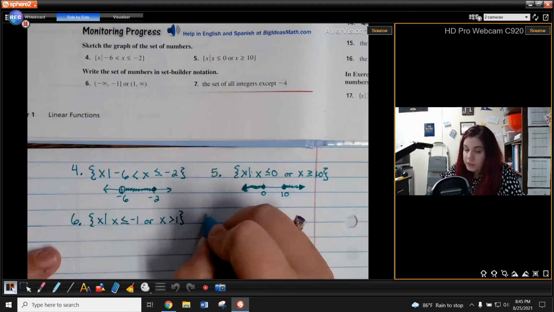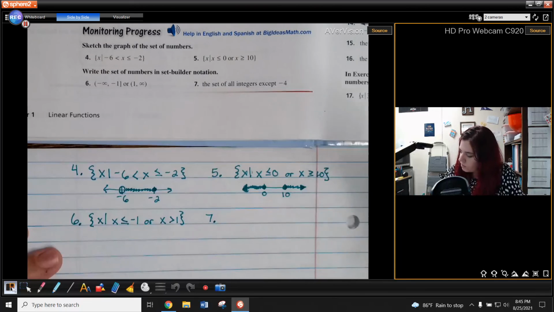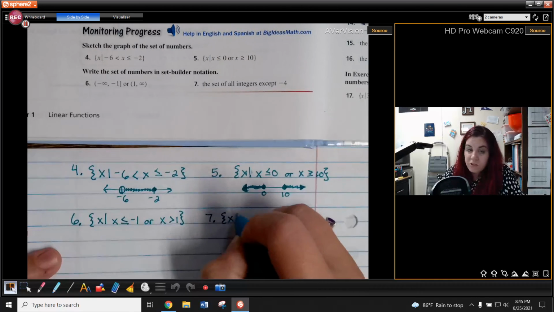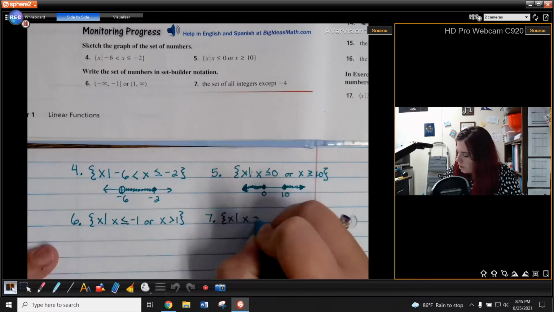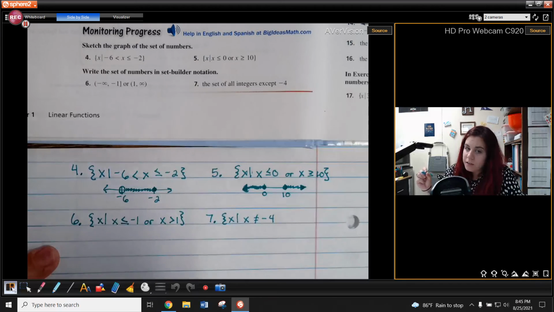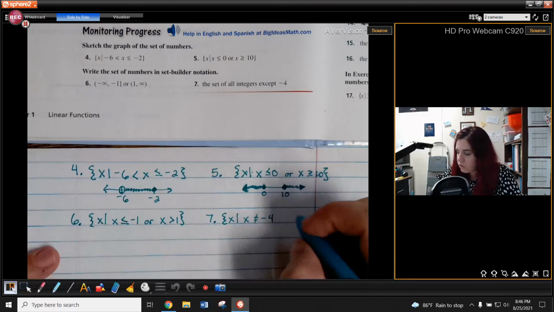And last but not least, this is the more interesting one because they throw that word integers right there. So we're saying the set of all real numbers x such that, and we're saying the set of all integers except -4. So this could be an infinite number of answers again. We're saying anything but -4. So x cannot be -4. But because they threw in this word integers, we have to add in that extra thing telling them that x has to be an element of the set of integers, Z. So we're going to add that in as an extra little bonus.